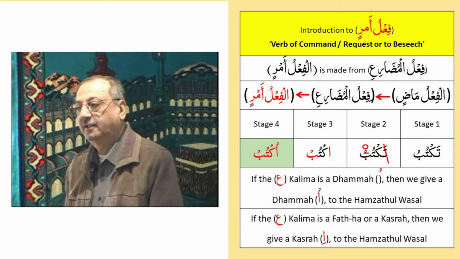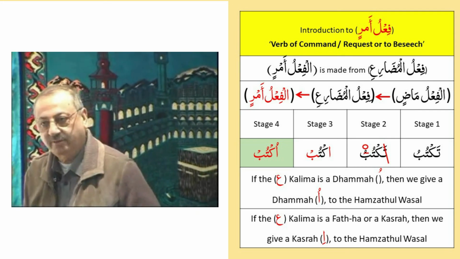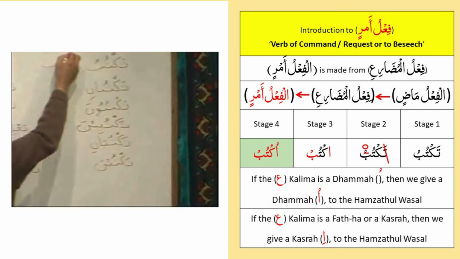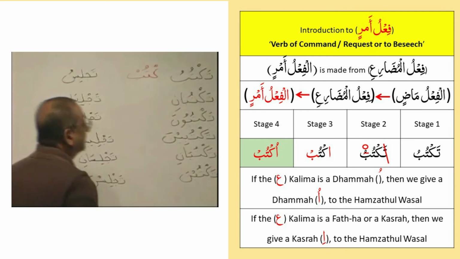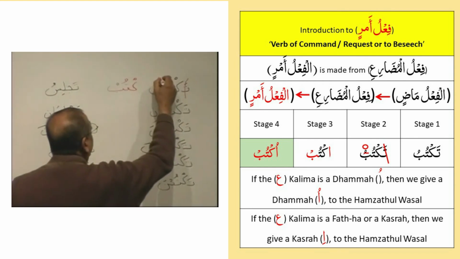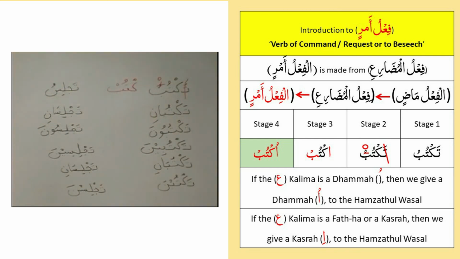Taktubu. In order to make Amr, I don't need Alamatu Mudari, so I have to remove it. And at the same time, I have to give a sukoon here. What is the result? There is a result which I cannot pronounce. Are you with me? Can you pronounce this? No. You cannot have a sukoon in the beginning of an Arabic word. So I got a result which I cannot pronounce.